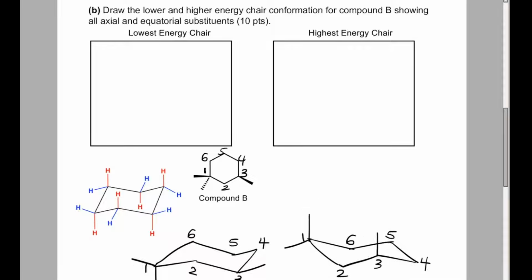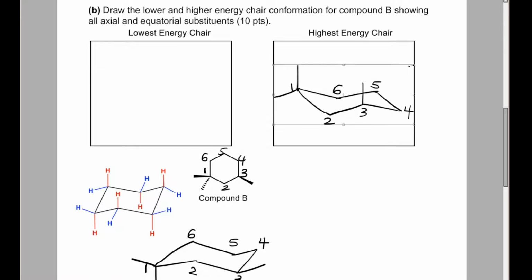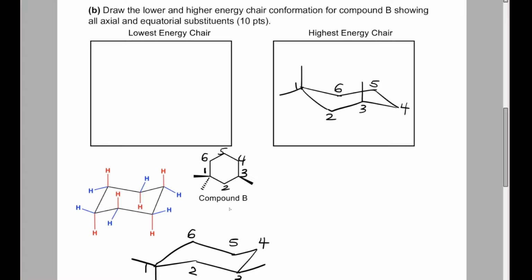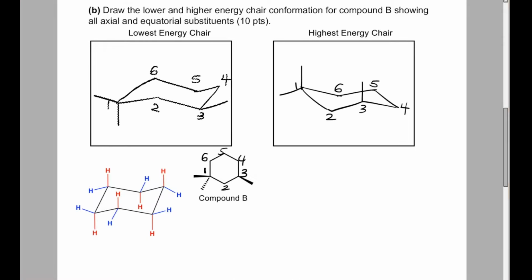And the axial substituents are closer together and they're more likely to react. So this would be the higher energy chair because there's more axial substituents as compared to this other chair that we drew. So I'm going to move that over to the higher energy chair box. And then likewise, this would be the lower energy chair because there's fewer axial substituents as compared to the other chair conformation we drew.